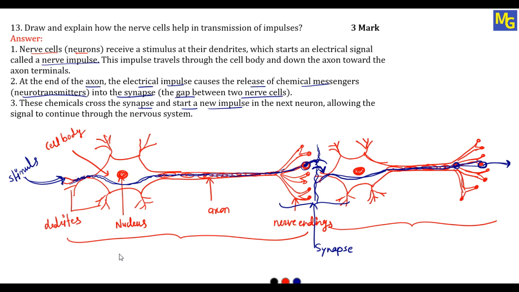Here we have to draw the diagram and explain. So this is the diagram which you have to draw, and explain these three sentences which I have given here. Write down all these sentences in your notes. Now we are going to move to the next question.